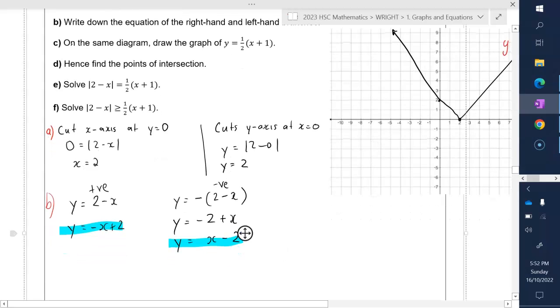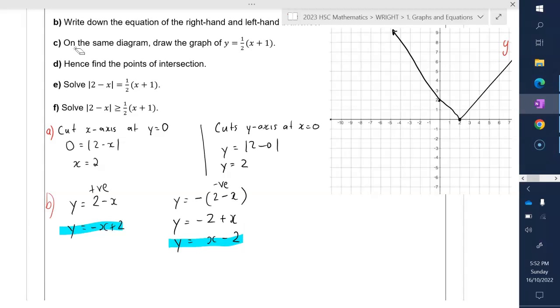So let's have a look at this one over here. y equals minus x plus 2. So minus means it's sloping in the negative direction, and we've moved up 2. So that's going to be this part. This is going to be the left-hand side. So we've got minus x. We've moved up 2. So that's our left-hand side branch.